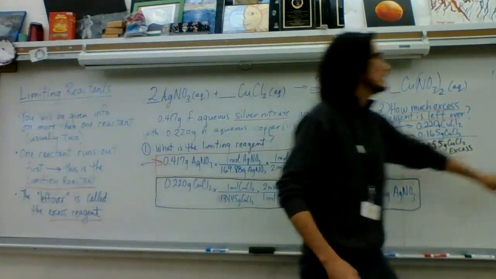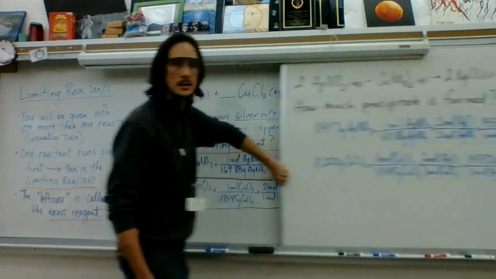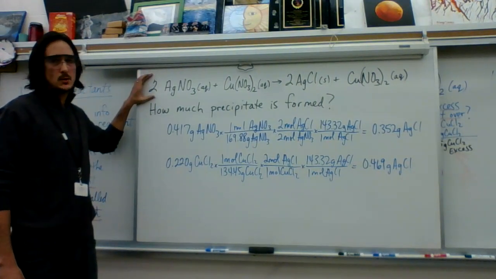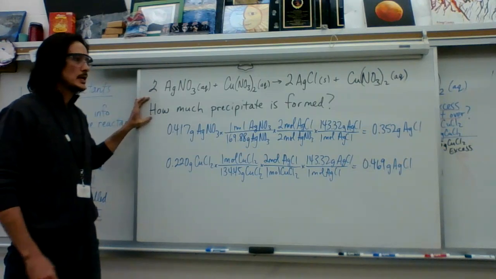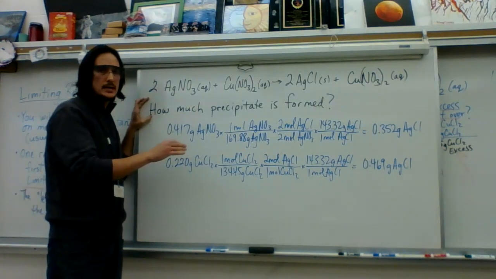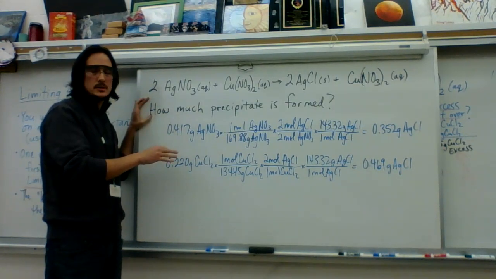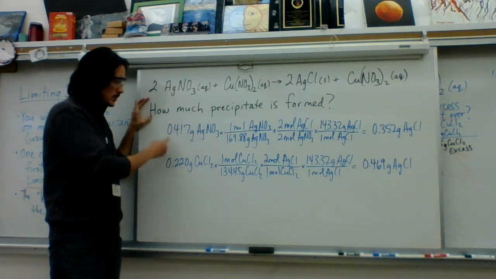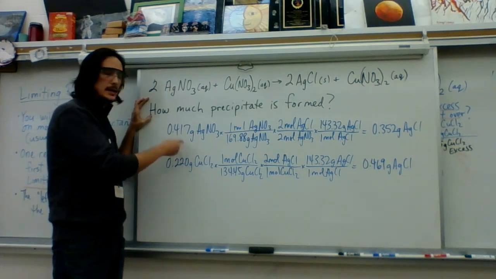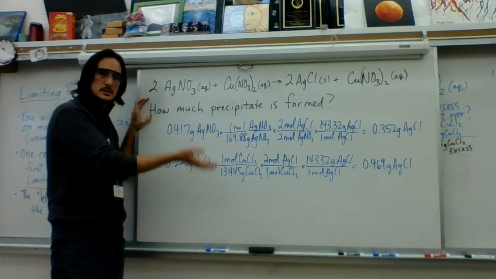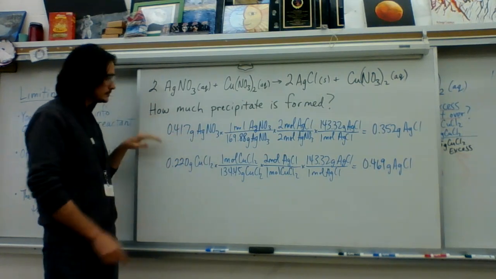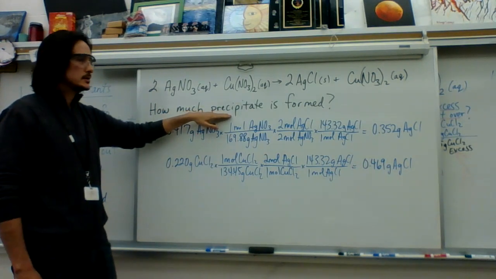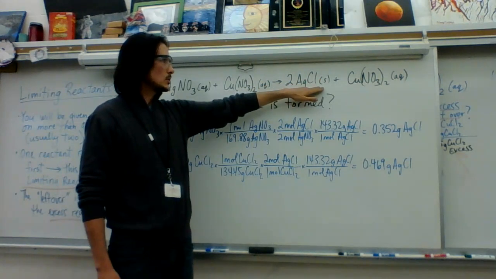A third question is how much precipitate is formed. So I rewrote the equation. How much precipitate is formed? I just ignored the fact that I already knew the limiting reagent and the excess reagent, and I just started with the copper 2 chloride and the silver nitrate, same as if I was starting over. Now, since it says precipitate, I'm looking for some solid product that's going to be formed. That's the silver chloride.